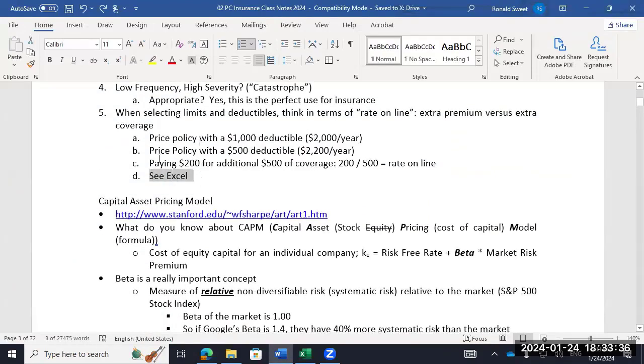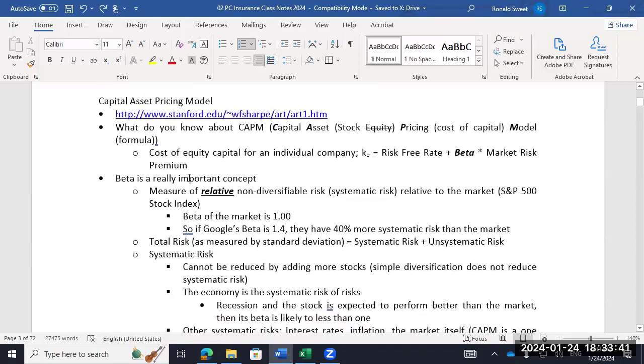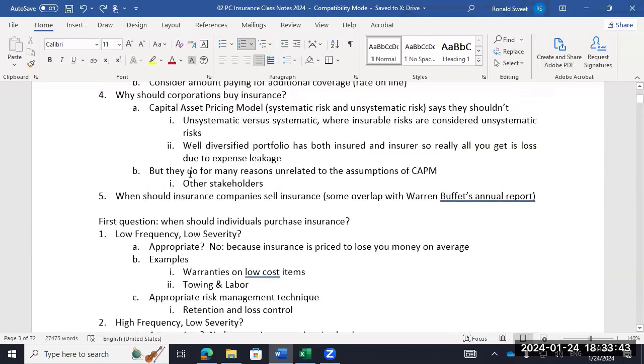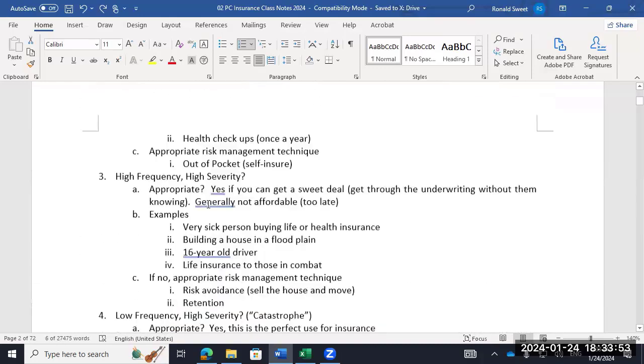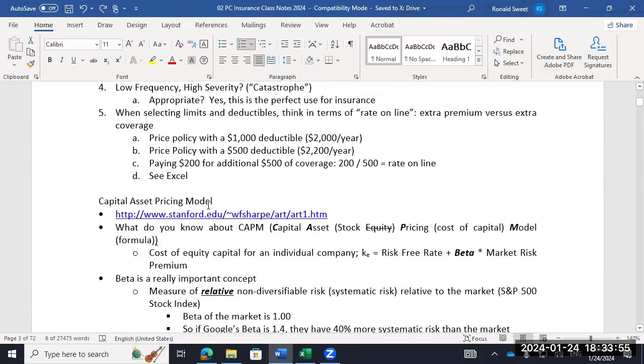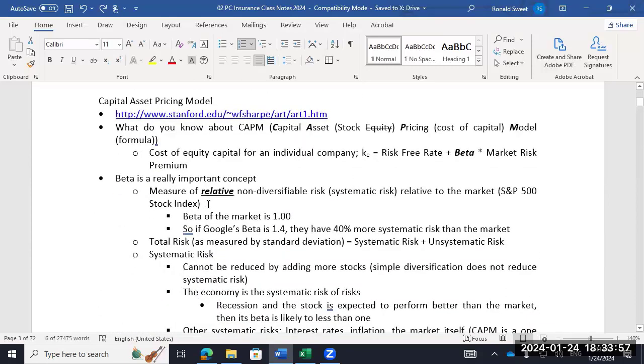So CXL, we did CXL. All right, so that answers the first question. When should individuals buy insurance? For low frequency, high severity events. That's ideal for insurance, and it does make sense. What about corporations?